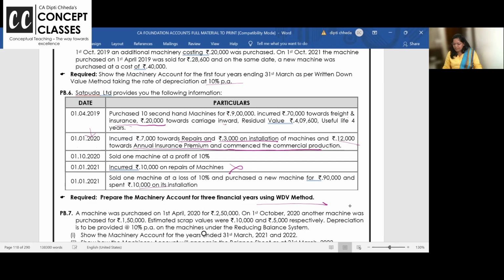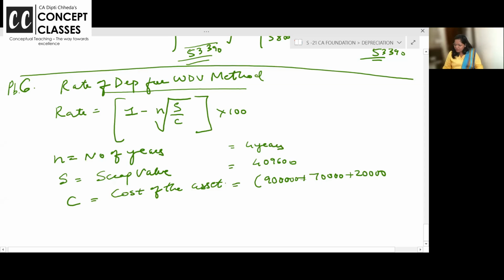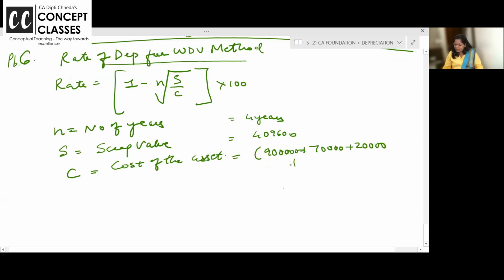7,000 repairs you will take, 3,000 installation you will do, 12,000 annual premium you will not take, and commercial production started in January. So all the expenditure incurred till you put it in commercial production, you will capitalize. And you will not take annual insurance. Even these later repairs you will not take, because once it is commercial production, routine repairs you will write off. I gave you this in the booster notes yesterday. So 9 lakhs plus 70,000 plus 20,000 plus 7,000 plus 3,000. This is the cost of the asset, 10 lakhs.